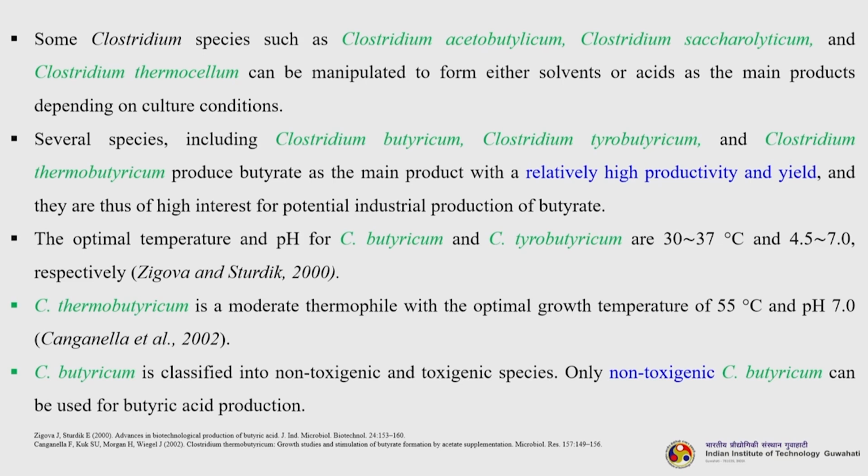Several species including Clostridium butyricum, Clostridium tyrobutyricum and Clostridium thermobutyricum can produce butyrate as the main product with a relatively high productivity and yield, and they are thus of high interest for potential industrial production of butyrate. The optimal temperature and pH for Clostridium butyricum and Clostridium tyrobutyricum are 30 to 37 degrees centigrade and 4.5 to 7 respectively. Clostridium thermobutyricum is a moderate thermophile with an optimal growth temperature of 55 degrees centigrade and a pH of 7. Clostridium butyricum is classified into non-toxigenic and toxigenic species. Only non-toxigenic C. butyricum can be used for butyric acid production.